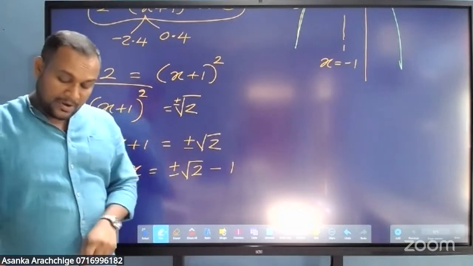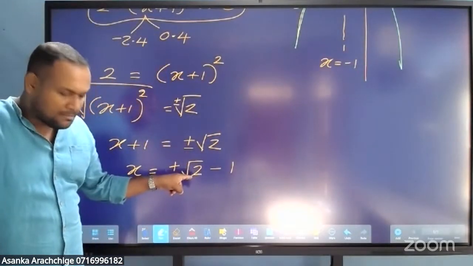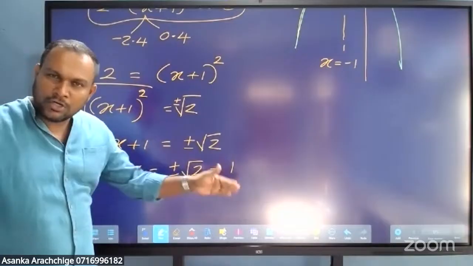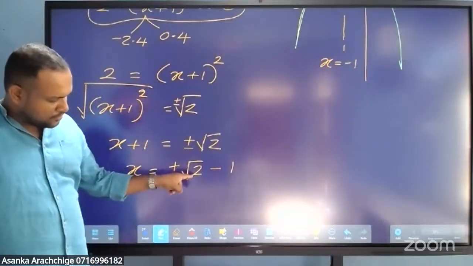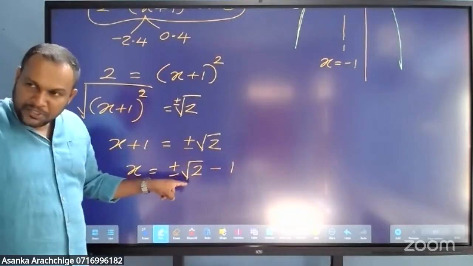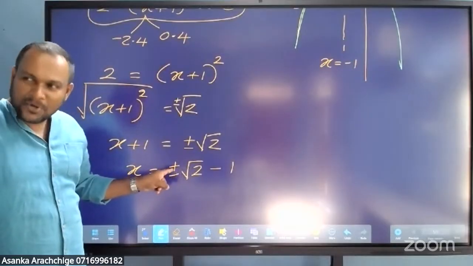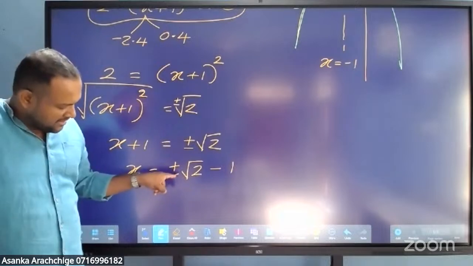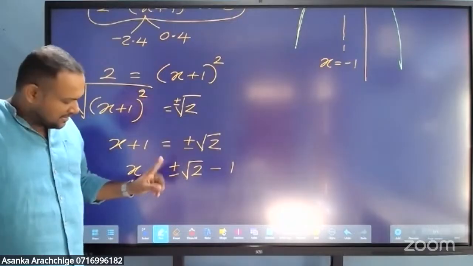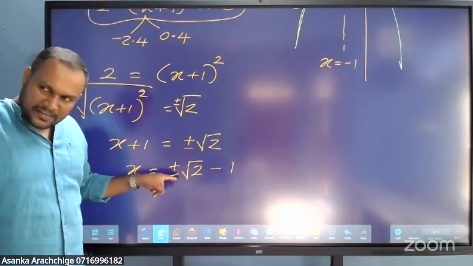Now here we have to find the positive root. Tell me, what kind of number is the square root of 2? 0 point value or 1 point value or 2 point value? Definitely square root of 2 is greater than 1. Then for this value to be positive, the square root of 2 must be positive. If we get the negative square root of 2, then x will be negative. Now here square root of 2 can be plus or minus.